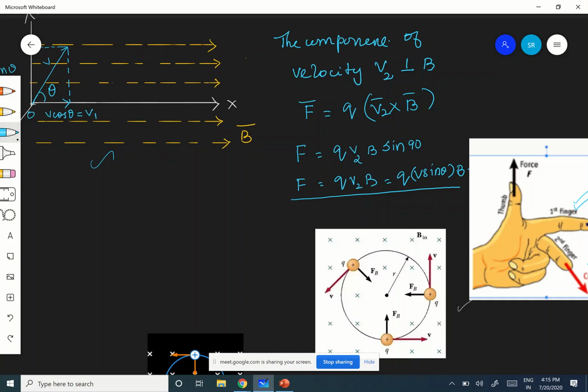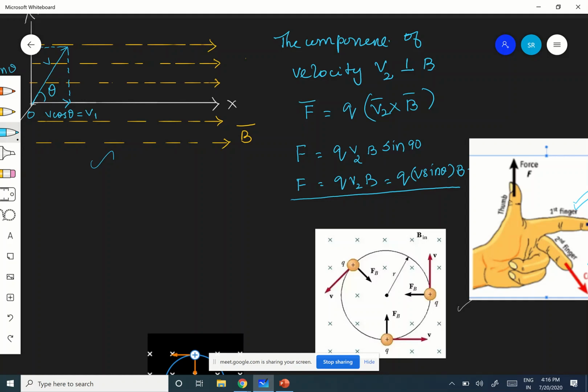V2 is a component of V. Listen to me, V is resolved into two components. Now we are dealing only with one component, V2, due to V2 only. After that we will go to V1. So V2 is perpendicular to B. Because V2 is perpendicular to B, it experiences a force which is perpendicular to the plane containing V and B. Therefore, it will be going outside the board like that, perpendicular to the plane containing B and V2. Now it is difficult for me to show.